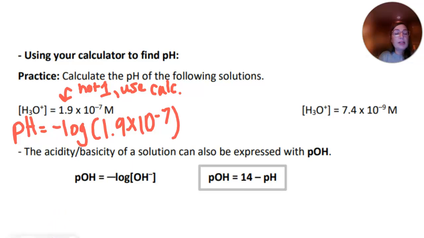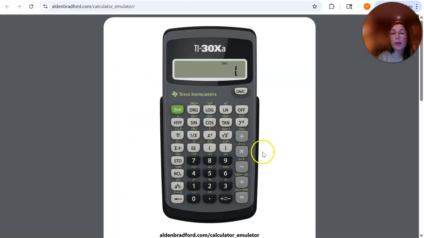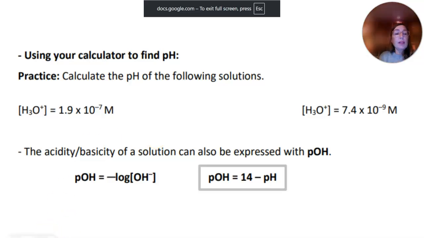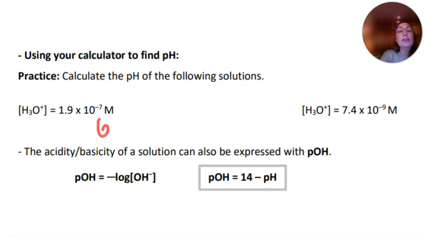So 1.9 times 10 to the minus 7. We can break out the calculator. Let's do 1.9 times 10, y to the x. 10 was going to be raised to the 7, but it's to the minus 7. Okay, so there's our value, our concentration. We need to take the log of that, and then remember that it's the negative log. So we get 6.72. Okay, so that answer was 6.72.